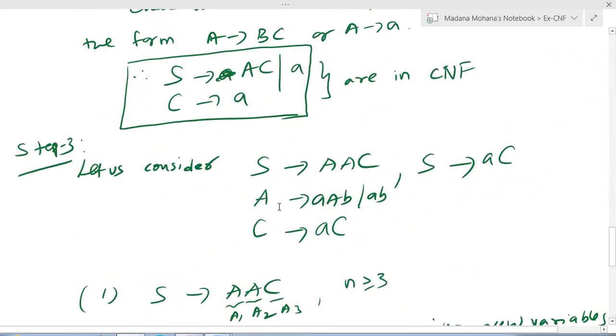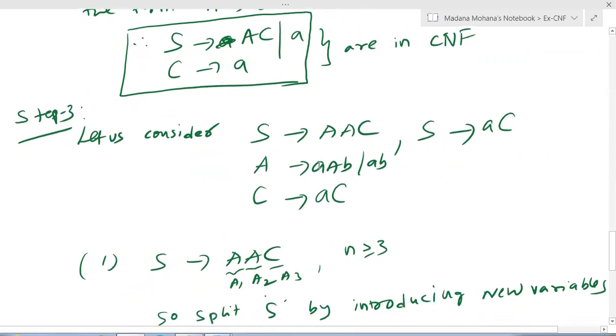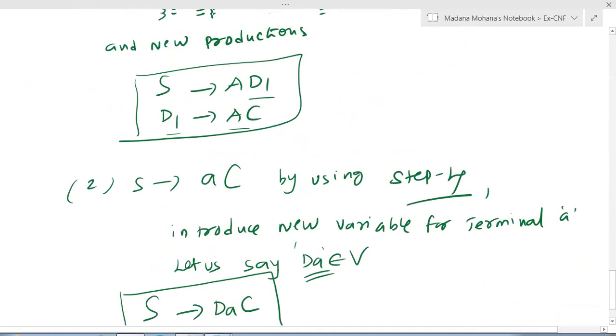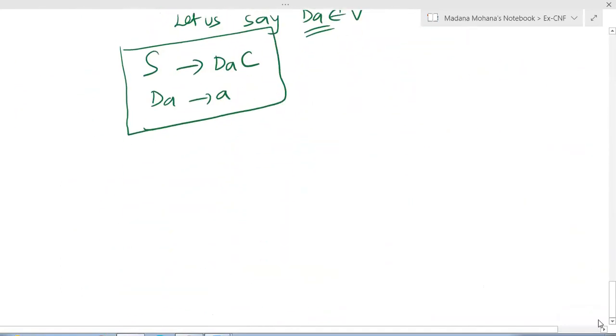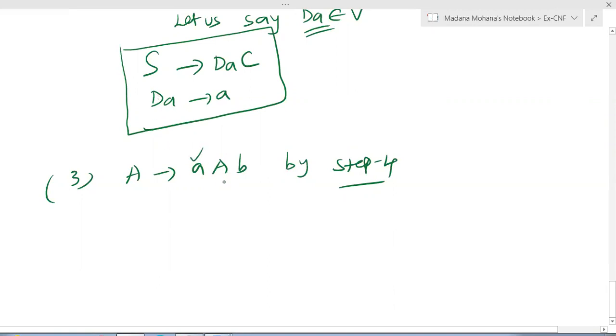Then coming to A productions. A contains two productions. Take one by one. First, A derives terminal A, variable A, terminal B. Now here again by step 4. Why? Because here we have two terminals along with a variable. Already for terminal A we introduced one new variable in the above, that you can take as it is. But for B you can introduce another new variable.